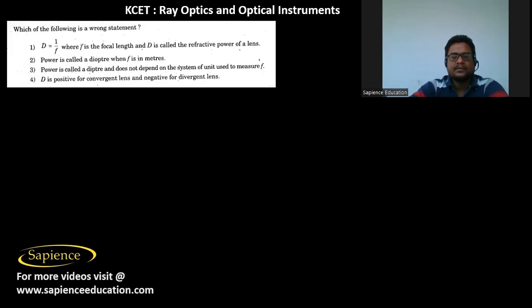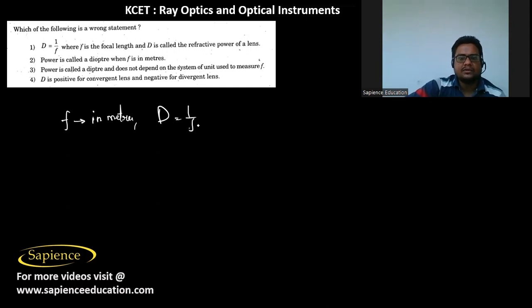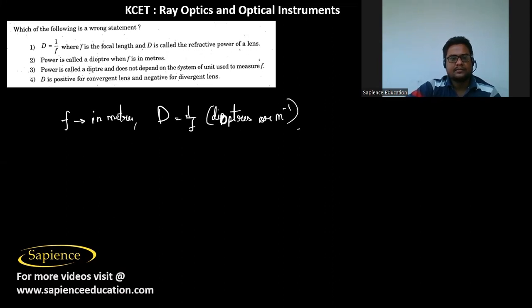Then here, which of the following is the wrong statement? D equals 1 by f, where f is the focal length and d is called the refractive power of a lens. Here it is a true statement. So f is the focal length which should be used in meters. And d equals 1 by f is called the refractive power of a lens, and whose unit is diopters, or we can say per meter.